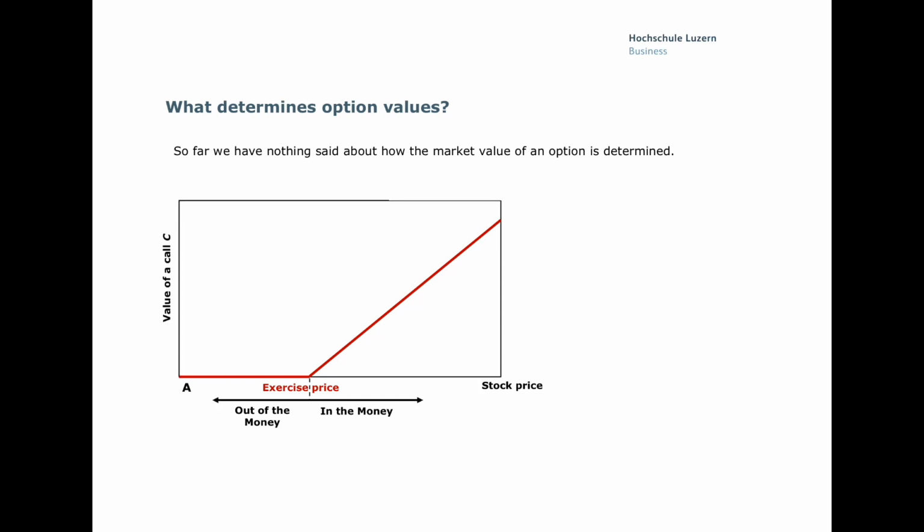Before we talk about option valuation models, we need to get a basic idea what determines option values. Before we do so, we have to clarify some terminology. For that purpose, let us consider a European call option. If the current stock price lies above the exercise price, we say the option is in the money. And when the current stock price is below the exercise price, the option is said to be out of the money. If the stock price equals the exercise price, the option is at the money.